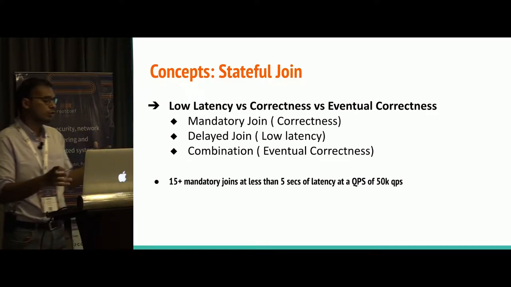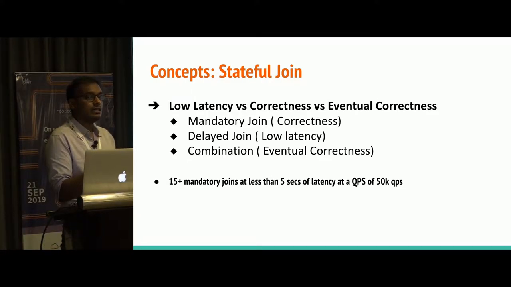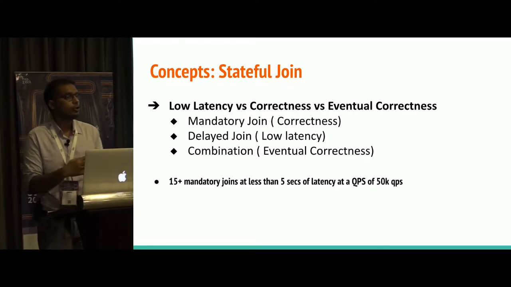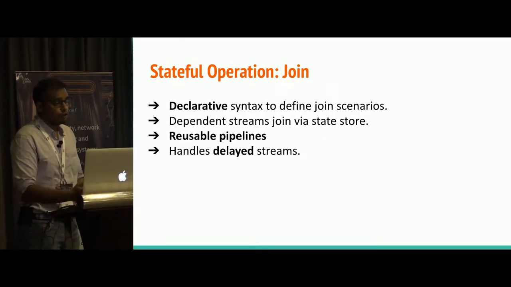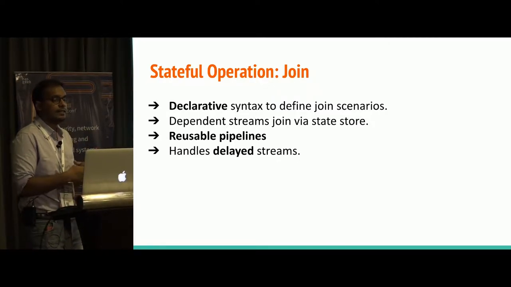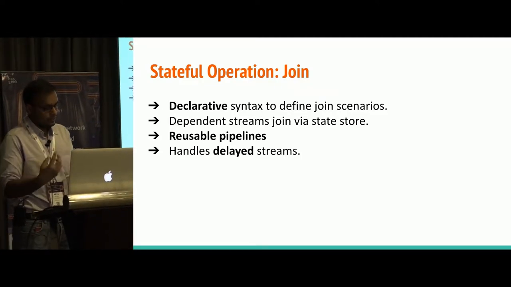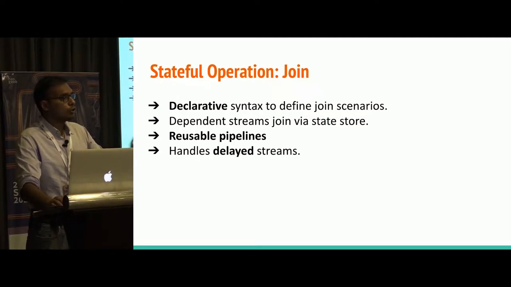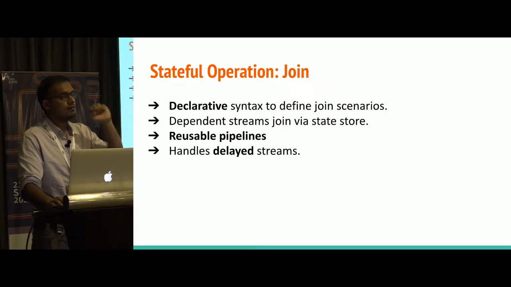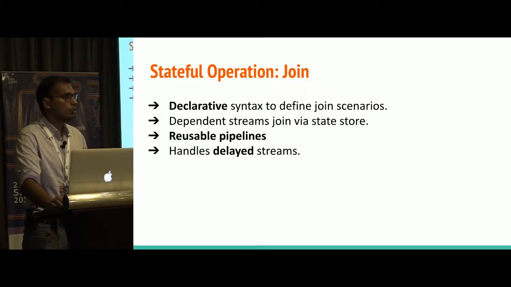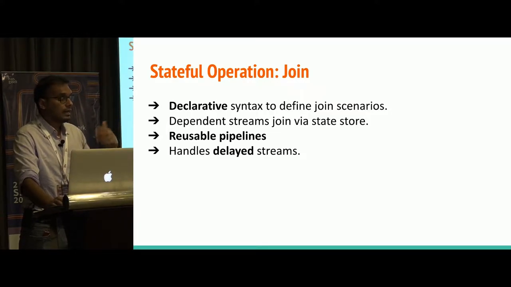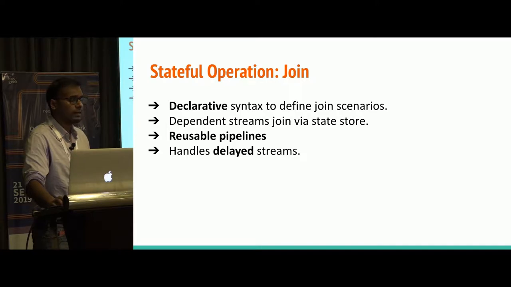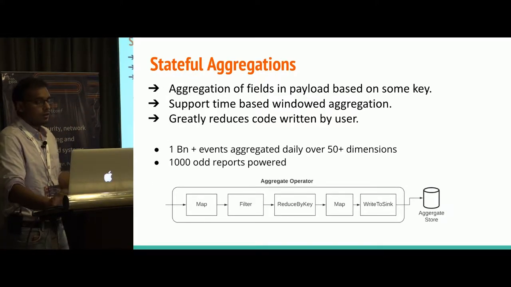If you think about it, all these types of joins mean that we have to start storing state somewhere. We have to store the state of the join so that when the event arrives, we can trigger the pending joins. So to achieve this, we created a declarative syntax to define join scenarios. We internally implemented stateful stream state stores on which the joins could be done. Now with this, people are able to reuse pipelines. If one person has written an order-to-address join, and someone now wants to use that, it's reusable. The delayed joins are processed by the platform inherently. So that was join for you.